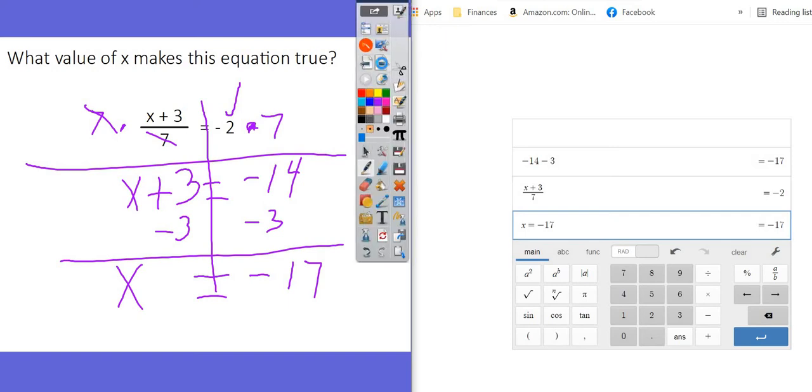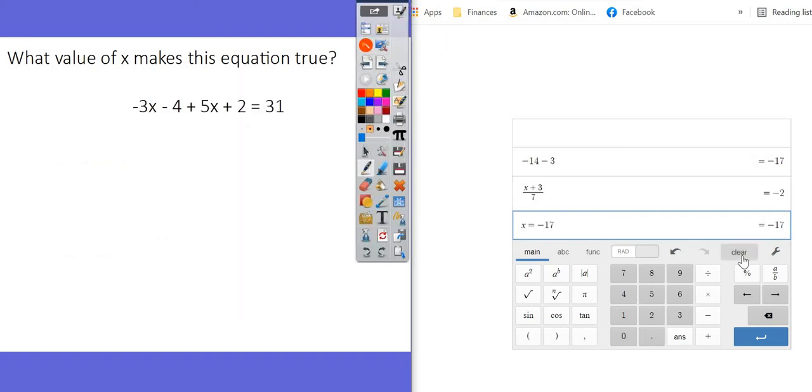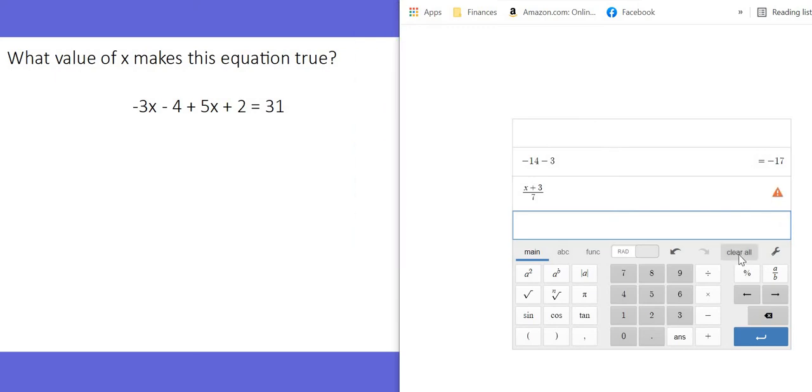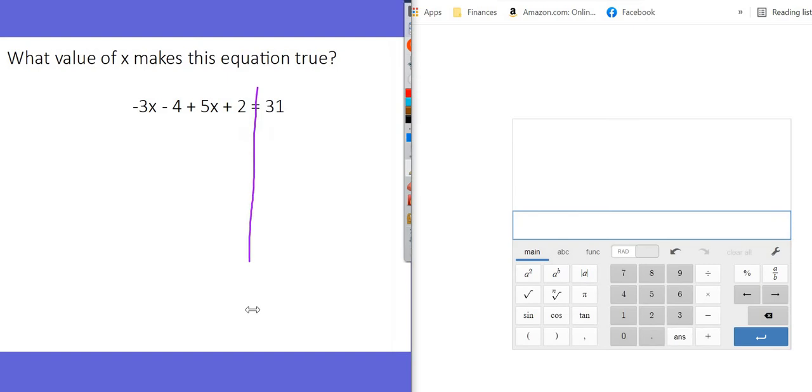We've got 3 more. All right, here's the next one. When I look at this, the first thing I'm going to do is draw my line. Okay, and then I look at everything over there on the left side. We've got 2 different terms with x's, 2 different terms with numbers. That means we're going to have to combine like terms. So I'm going to start down here. I'm going to draw an x and I'm going to draw a number.